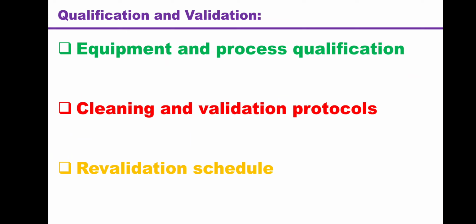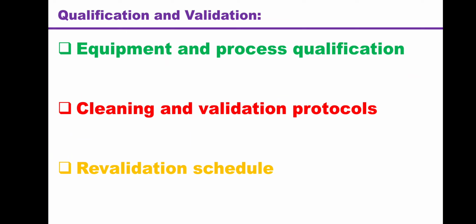Then qualification and validation. Qualification and validation are very important aspects, because these two aspects give the assurance that equipment is performing as per its predefined parameters, and validation gives the assurance that the processes are giving the predefined results.